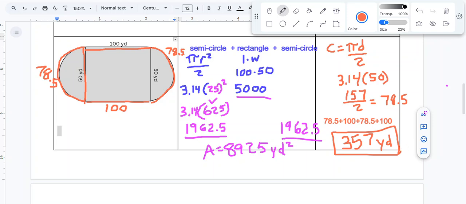Okay? So key takeaway: for area, you want to break your shape up into shapes you know, shapes you have formulas for to be able to find the area. And then you find the area of each shape, add them together, and that gives you your area. For perimeter, you have to find the measures of all the sides, and then you add them all up, and that gives you your perimeter.